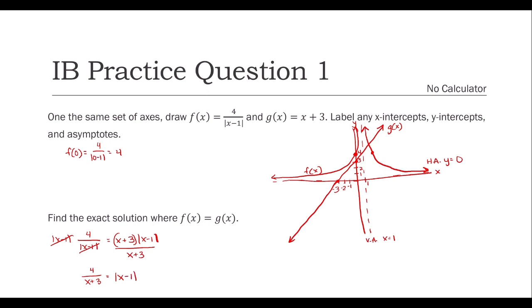So now we have the absolute value on one side of our equation. So we'll say 4 over x plus 3 equals x minus 1. And we can also say 4 over x plus 3 equals negative x minus 1. So for this first one, we'll leave our 4 over here and multiply both sides by x plus 3.